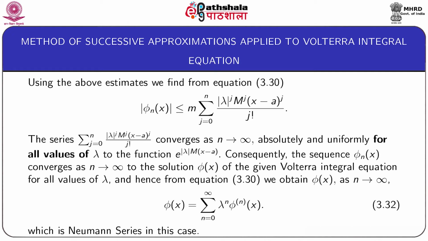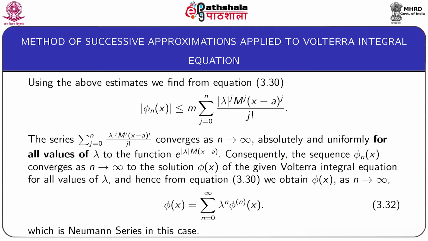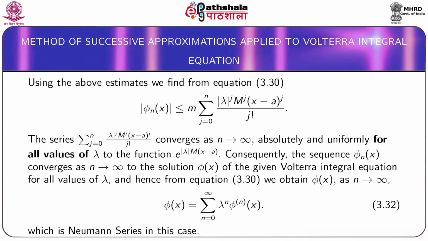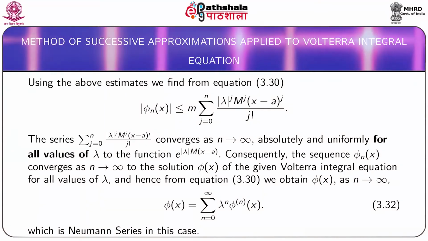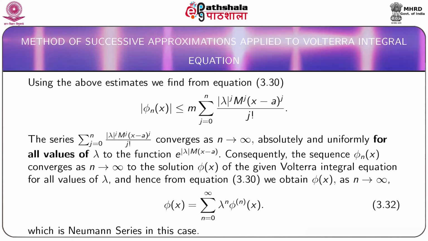Consequently, the sequence phi n x converges as n tends to infinity to the solution phi x of the given Volterra integral equation for all values of lambda, and hence from equation 3.30 we obtain phi x, that is the solution of the given Volterra integral equation as n tends to infinity, in the form of a Neumann series as given by equation 3.32.